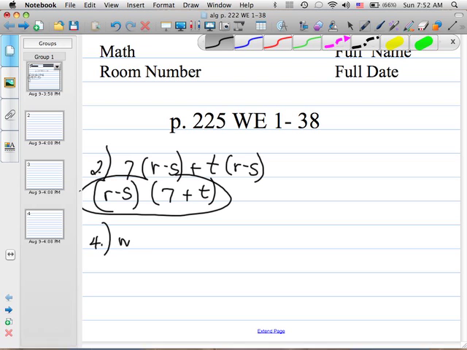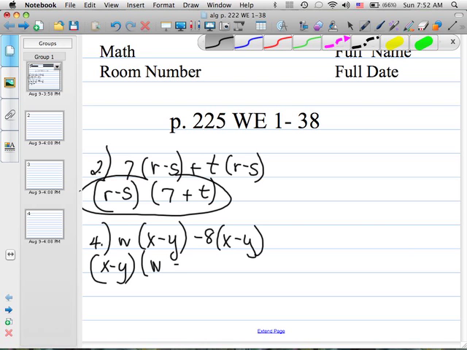Number 4, copy it down. It's w times x minus y minus 8 times x minus y. These two factors are identical, so you can take them out. And it was first used with w and then a minus 8.